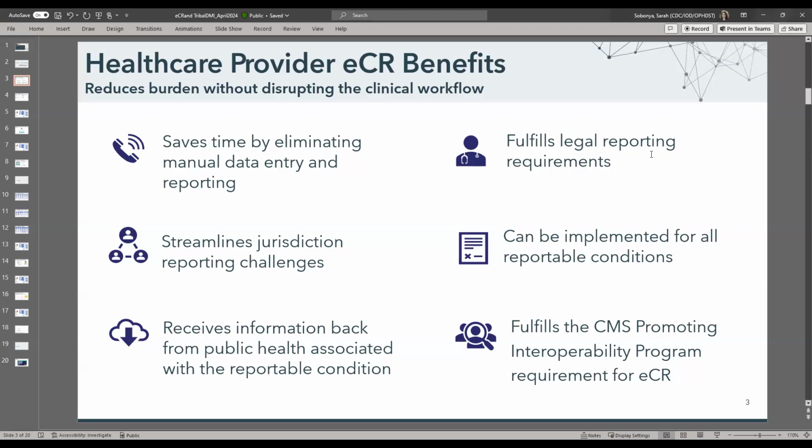For healthcare providers, it fulfills legal reporting requirements, and can be implemented for all reportable conditions now. We have over 200 reportable conditions available. And if the provider is participating in the CMS Promoting Interoperability program, this will fulfill the requirement for ECR.